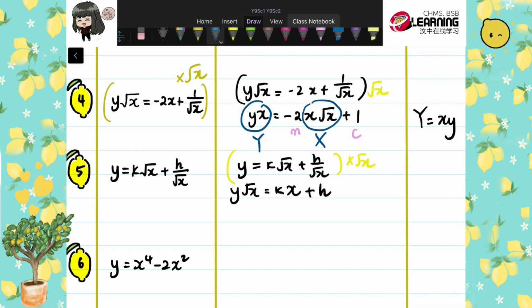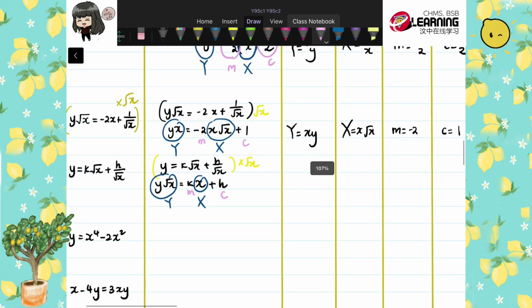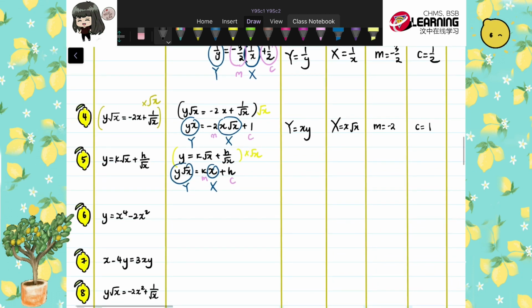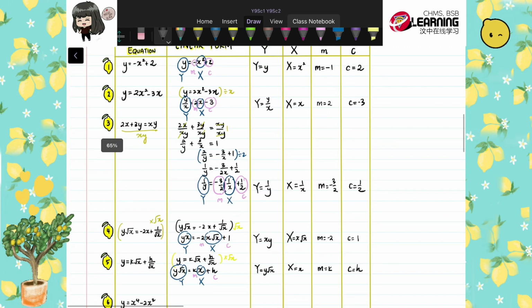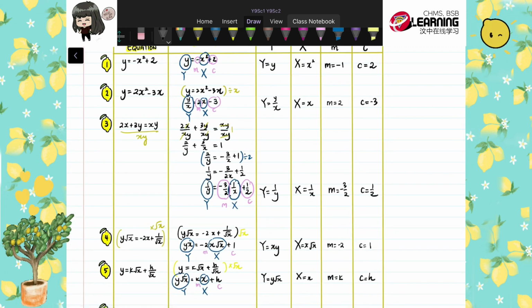So your y, your x, your M, and your C. Big Y is y square root x. Your big X is still x. Your M is K, and your C is H. So questions 1 until 5 are like that.